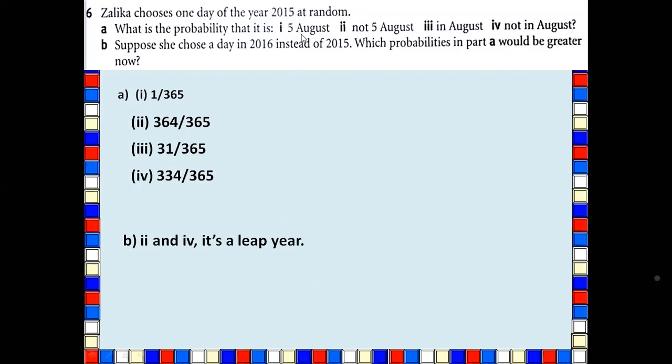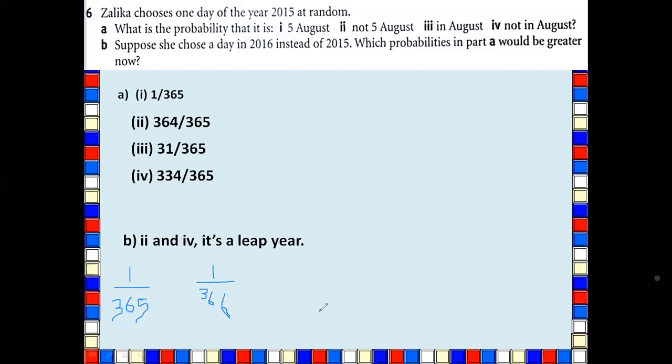Why I, for example, is not going to be greater? Because if you want to choose 5 August in the year 2016, 5 August is going to be 1 out of 366. And in 2015, it's 1 out of 365. Now 1 over 365, that's in the year 2015, and 1 over 366, that's in the year 2016.